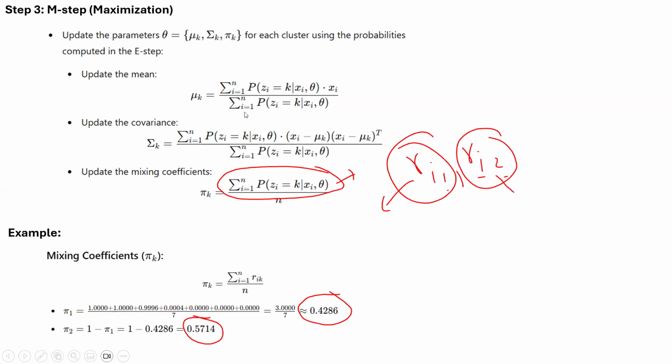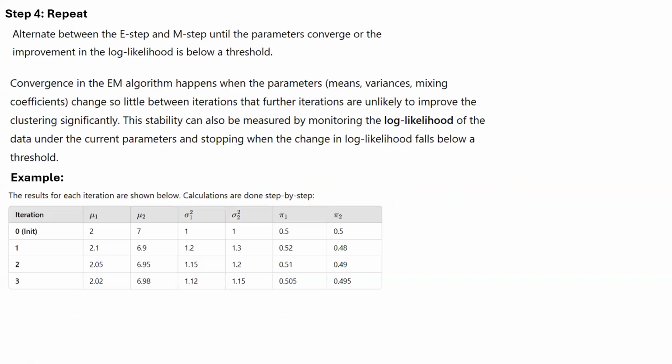This is the expectation variance: the probability multiplied by (xi minus mu k) into (xi minus mu k) whole transpose, divided by the sum of all the posterior probabilities. Or (xi minus mu) whole square for the two-dimensional data set, which is like the expected variance. This is the expected covariance. Once we have calculated all the updated values in the maximization step, we repeat this process, alternating between the expectation step and the maximization step, until the parameters converge or the improvement in the log likelihood is below a threshold.